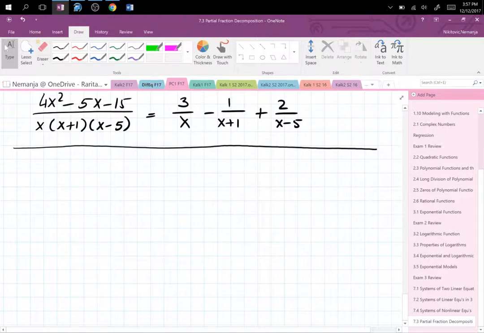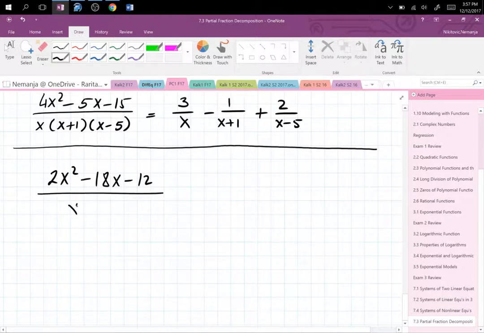Let's see the way you deal with it. So try this one on your own. 2x squared minus 18x minus 12 divided by x cubed minus 4x.